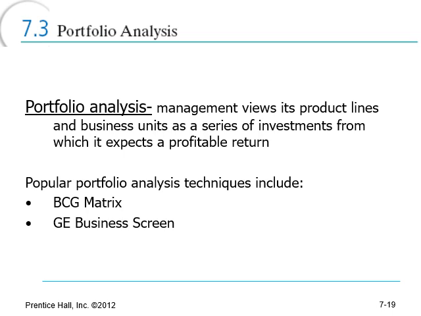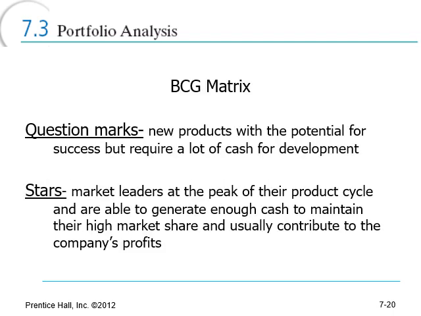In BCG, sometimes we call it the growth share matrix. The main purpose, before we go to question marks or stars, is to portray a company's portfolio of investment, as we said. Each product or business unit is plotted on the matrix according to two dimensions. One is growth rate in industry, and the other dimension is market share. Its market share.